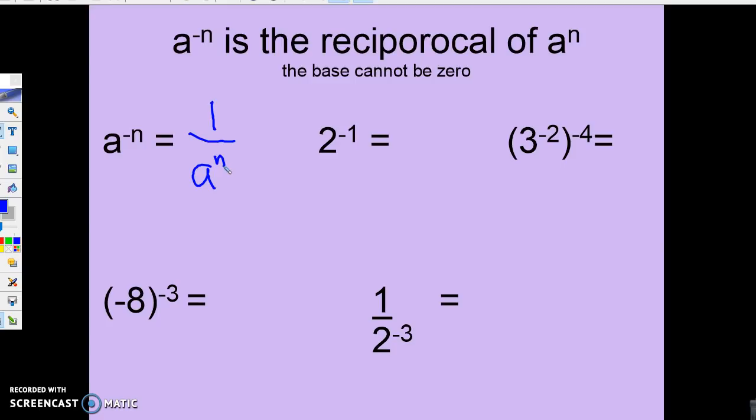So on the second one, 2 to the negative first power, I reciprocate that and I call that 1 over 2 to the first power, which then results in the answer of 1/2.